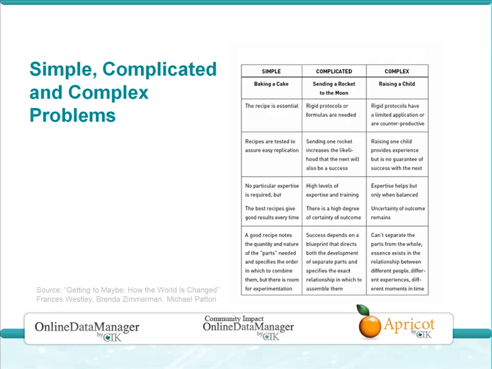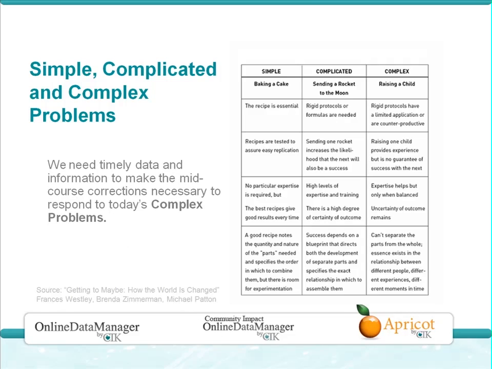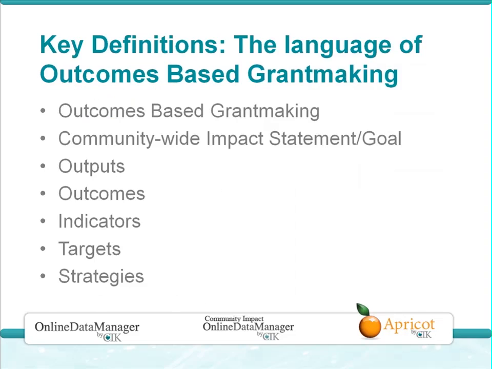The final problem, though, is a complex problem, and that's like raising a child. And unfortunately, in that case, the environment changes, the variables don't always act the same. As we all know, if we raise more than one child, we try to raise them the same, they turn out totally different. And that's why it's important that we need to have timely data and information so we can make the mid-course corrections that are necessary, because in our world of funding human service programs, health and human service programs, we are dealing with complex problems and not complicated problems. So data becomes critical if we're going to make those mid-course corrections.